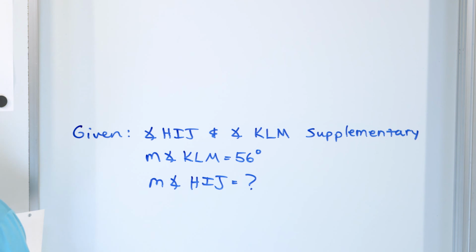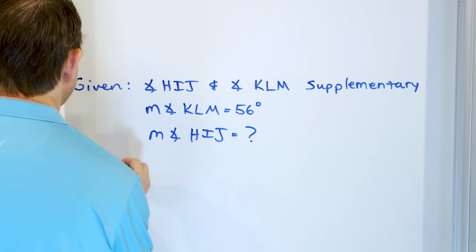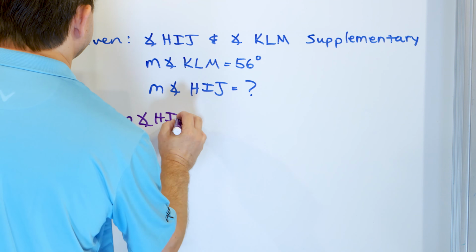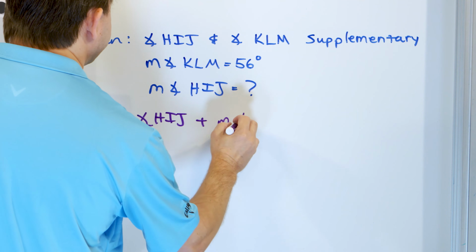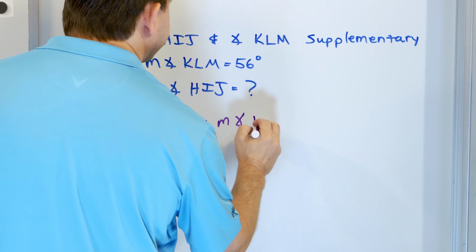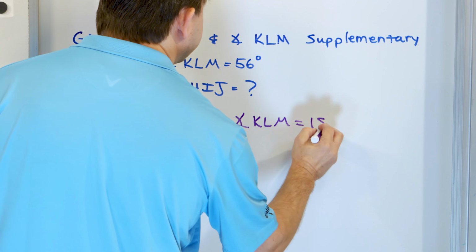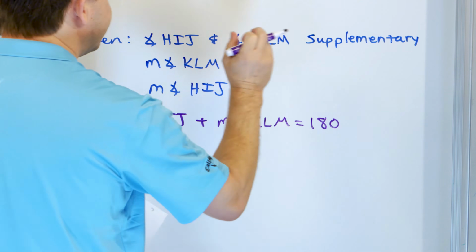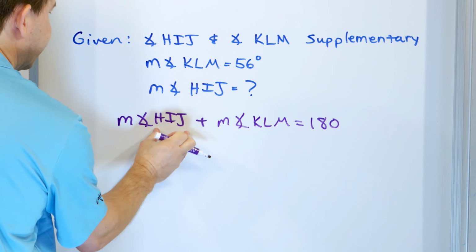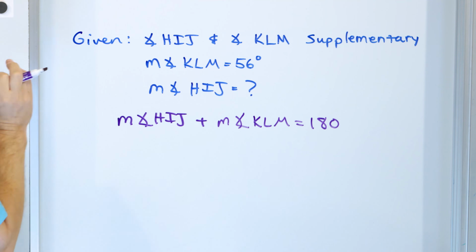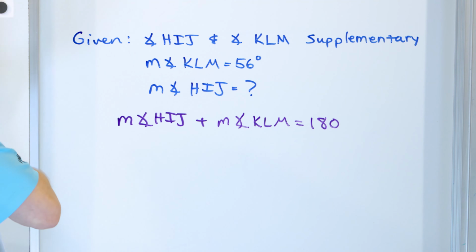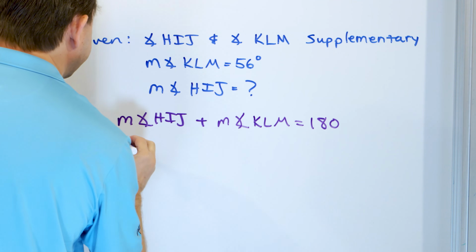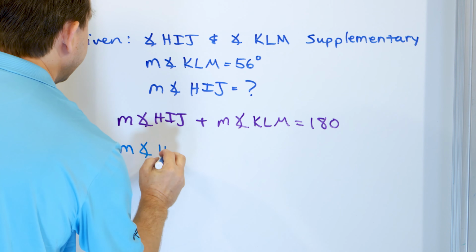What we're basically saying here is that the measure of angle HIJ, and we add to that the measure of angle KLM, and that has to equal 180 degrees. That's what that means. When you say two things are supplementary, all you do is you take the angles and you add them together, and it's 180. Now the M just means the measure of angle this and the measure of angle that. You don't need a figure to know that when you add them together, they have to be 180. Now, separate from that, I'm also telling you that the measure of KLM, this angle, is 56 degrees. So I don't know this one, measure of angle HIJ.